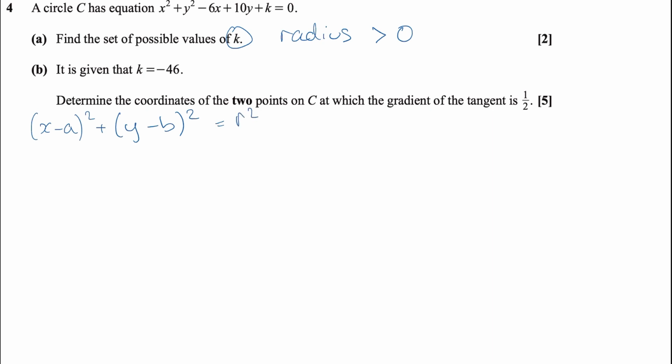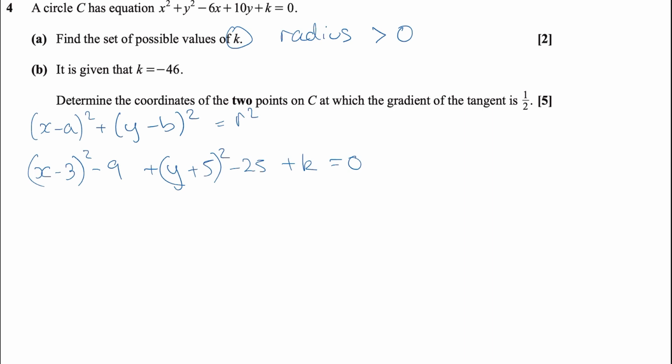And how do we do this? Well, we complete the square. So looking at the x bits, I'm going to have x minus 3 squared minus 9. Looking at the y bits, I'm going to have y plus 5 squared minus 25. I've still got that plus k, and this equals 0.